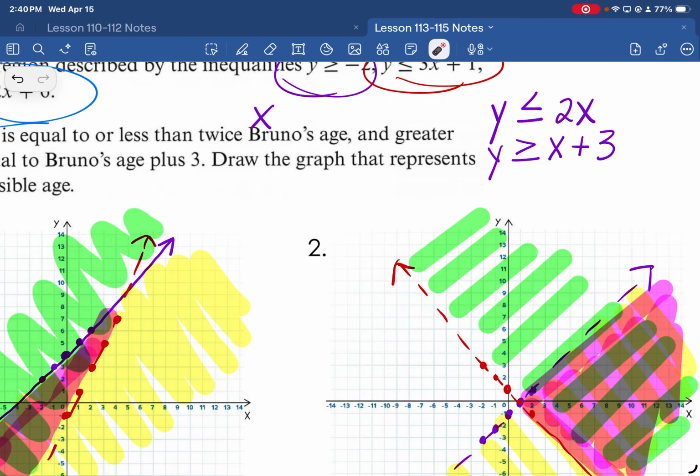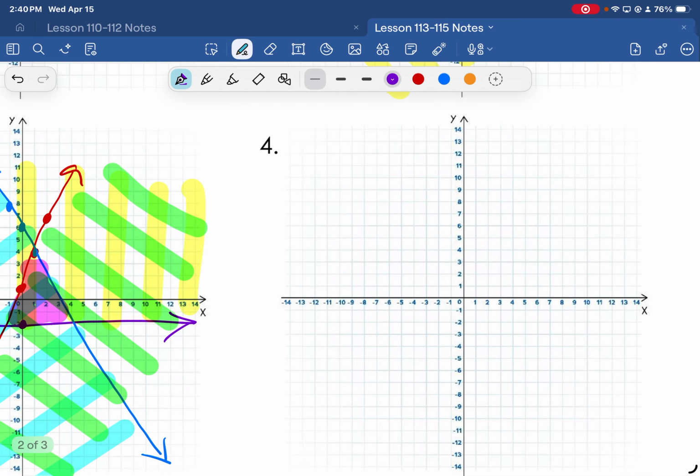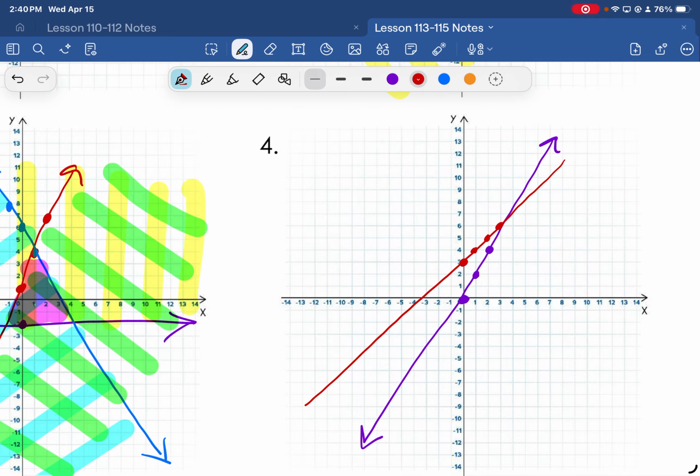Shade? Okay, let's look. 0 and up to over 1. Okay, so remember, we start at 0 because they didn't give us a y-intercept, so it's assumed to be 0. We're going to go up to over 1 in a positive direction, and it's going to be a solid line because it's equal to. And then for my next line, we're going to start at 3 on the y-intercept, and we're going to go up 1 over 1 in a positive direction. And that one, too, is solid because of the equal to.